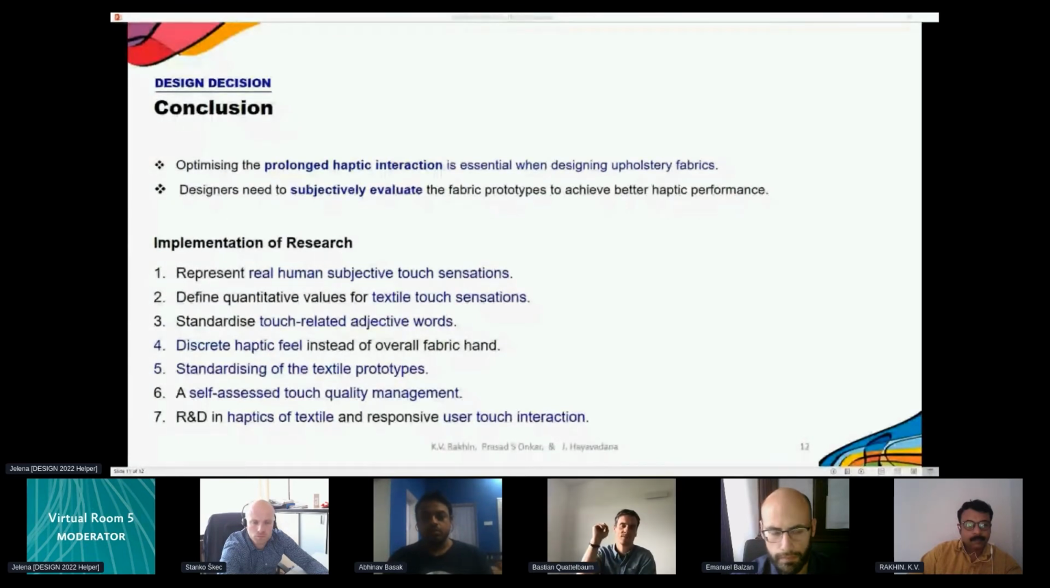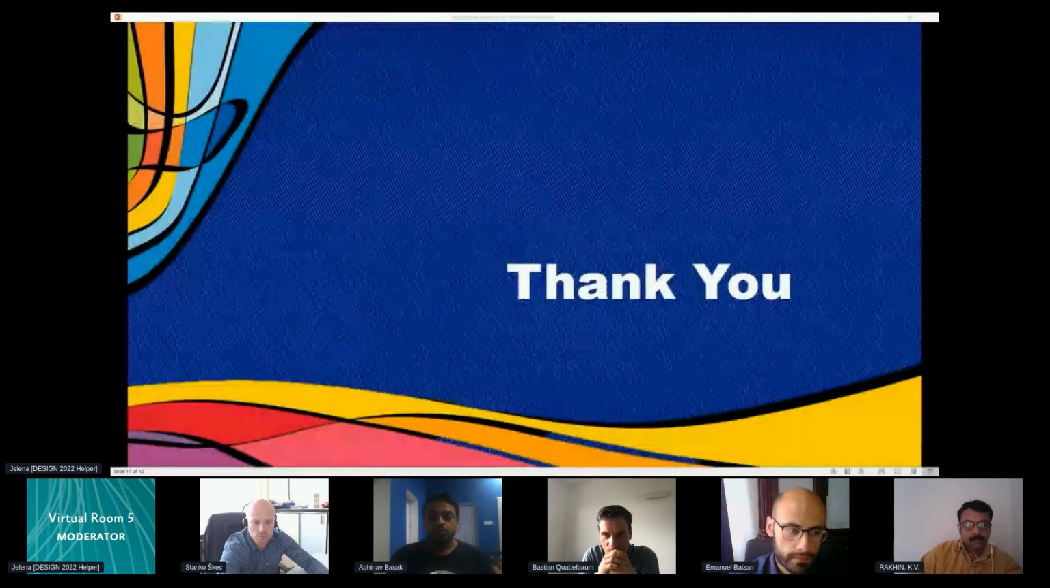6, our study supports a self-assessed touch quality management. 7, our study facilitates R&D in haptics of textile products to characterize the responsive user touch interaction. So, this concludes the focus of the discussion today.